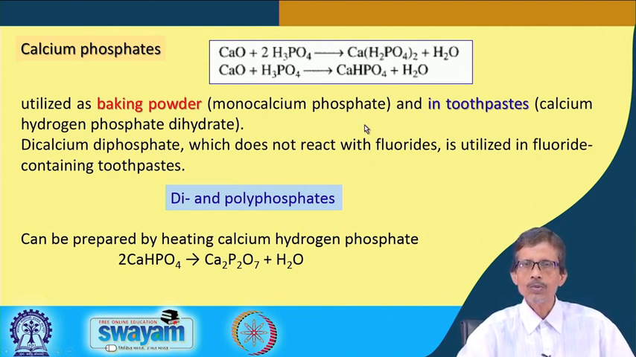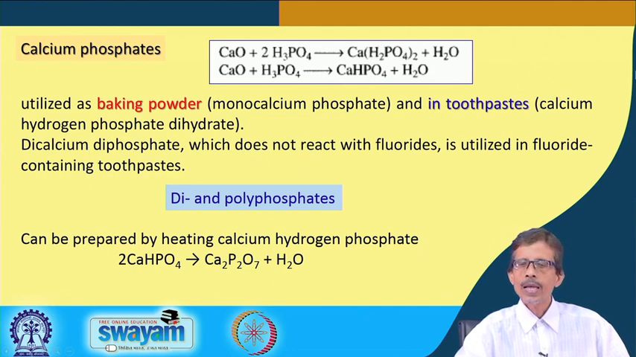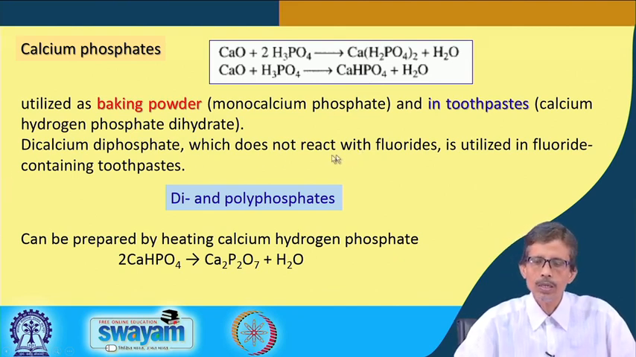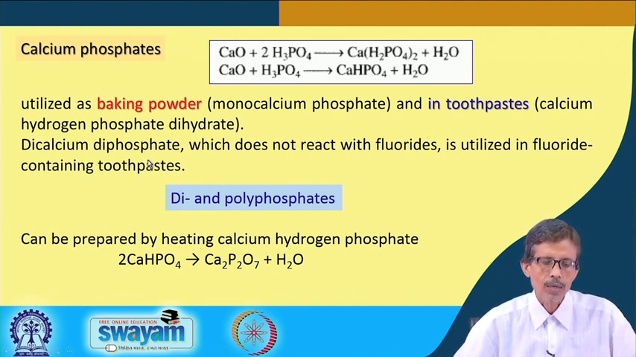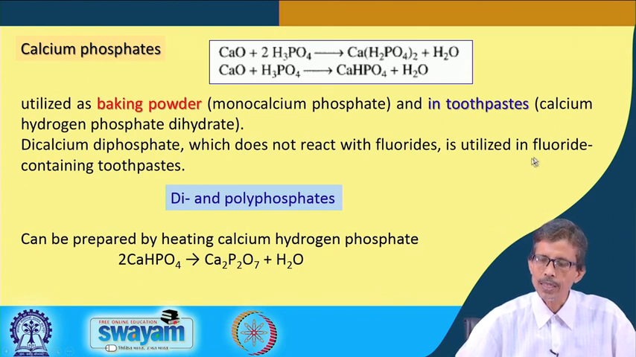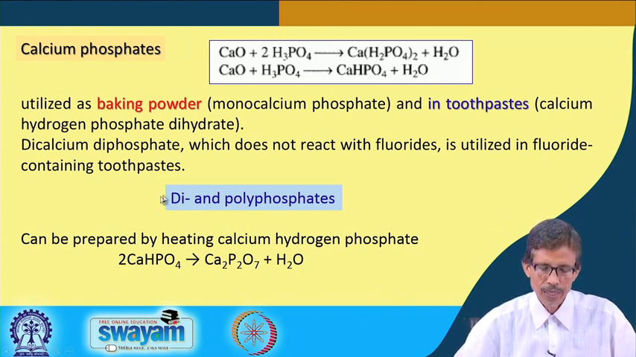Gypsum is calcium sulfate with two water molecules of crystallization. Similarly, if we get the corresponding salt as the dihydrate salt, that can be useful for making toothpaste. Along with all other constituents, one of the constituents is calcium hydrogen phosphate dihydrate as a toothpaste material. Similarly, we can have dicalcium phosphate, which does not react with fluoride, and it is utilized in fluoride-containing toothpastes also. So, other phosphate salts can also be utilized for making other types of toothpastes.